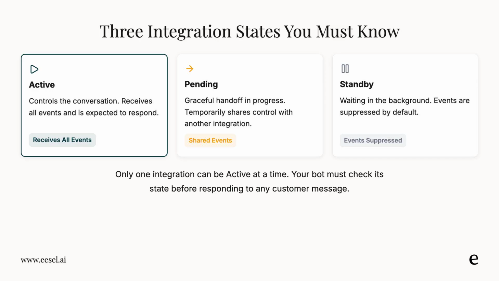Active means your bot is in control and must respond. Pending is a graceful handoff in progress. Standby means your bot is waiting. And crucially, it will not receive customer messages by default.